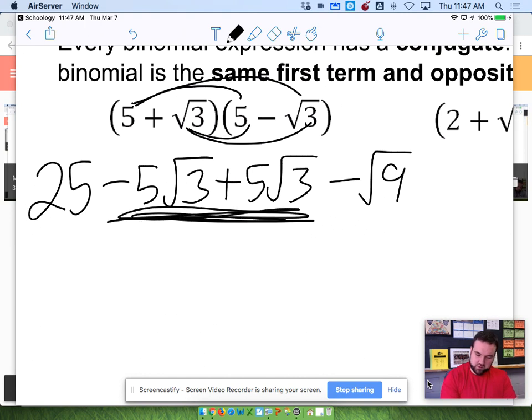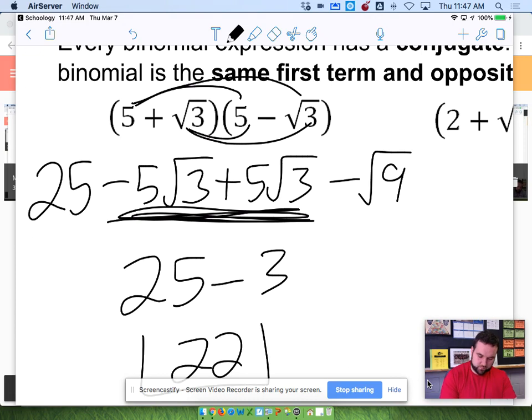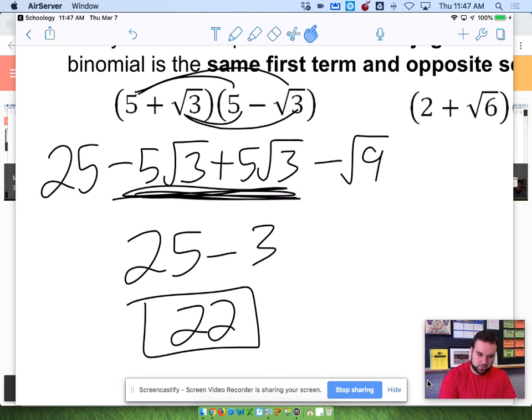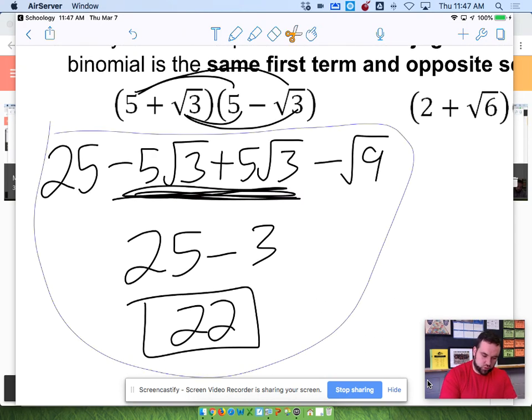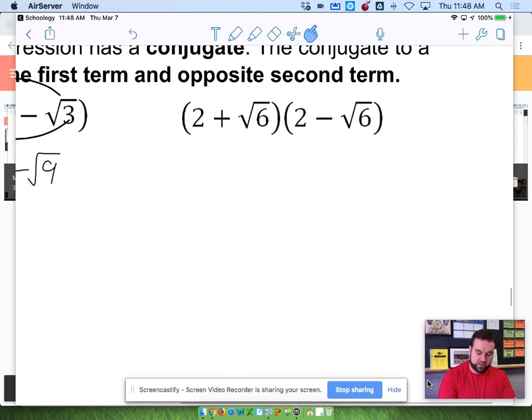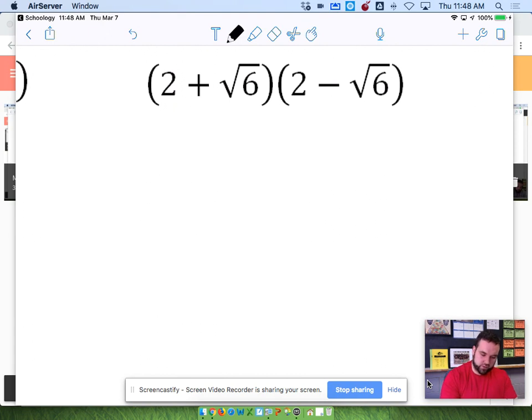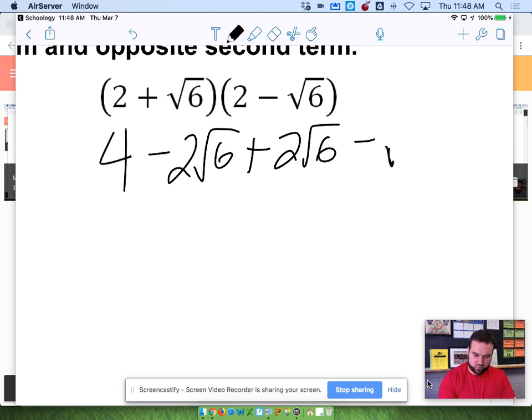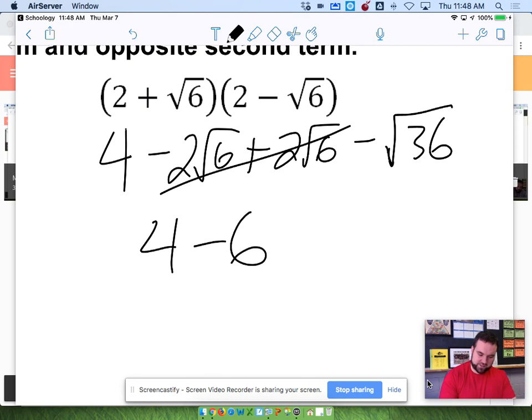These can be canceled out, so it becomes 25 minus 3, which is 22. So what this allows us to do is take two radical expressions and simplify them into a real number, or get rid of the square roots. Here again, if I distribute, I have 4 minus 2 root 6, plus 2 root 6, and minus the square root of 36. Those are gone. I get 4 minus 6, which is negative 2.